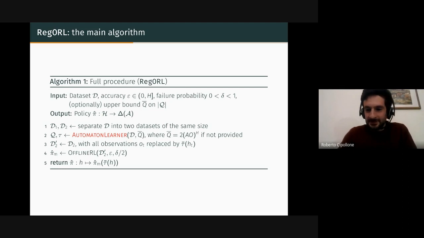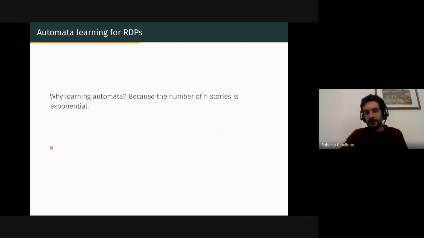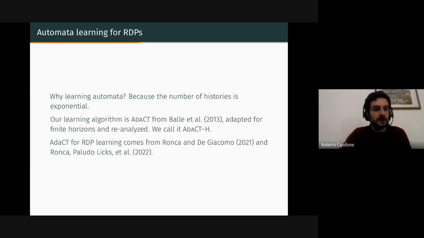Okay, so as you can understand, I'll mainly talk about the automaton learner part, the one finding the unknown RDP. So let's spend some slides on that. Maybe an easy question: why learn automata at all? Well, because the number of histories is exponential, so we need to forget things. We want to compress information, and we do automata learning to do that. Now, the automaton learner is an adaptation of an algorithm present in the literature from a paper from 2013. This was for generic stochastic automata, but we use it for finite horizon decision processes and we reanalyze it. There are small changes, so we call it ADA-CTH.